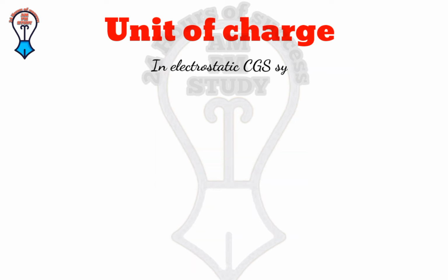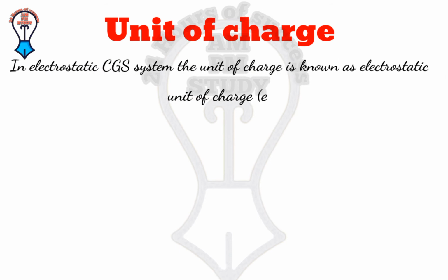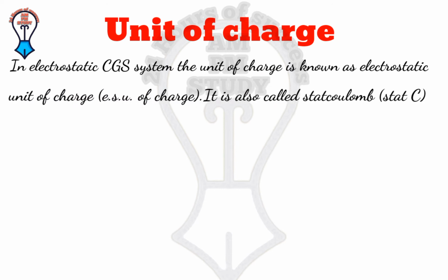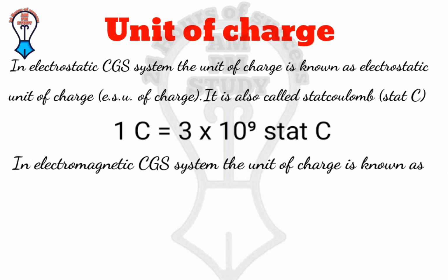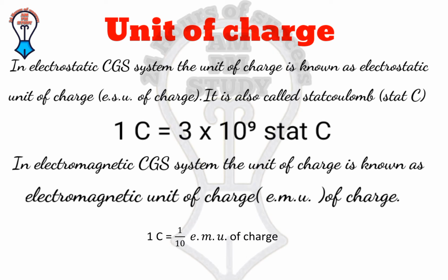So now we will define its CGS unit. In the electrostatic CGS system, the unit of charge is called the electrostatic unit of charge, that is ESU of charge. It is also called stat coulomb, that is stat C. And the relation between coulomb and stat coulomb is 1 coulomb is equal to 3 into 10 raised to power 9 stat coulomb. In the electromagnetic CGS system, the unit of charge is known as the electromagnetic unit of charge, that is EMU of charge, and the relation between coulomb and electromagnetic unit of charge is 1 coulomb is equal to 1 by 10 electromagnetic unit of charge.